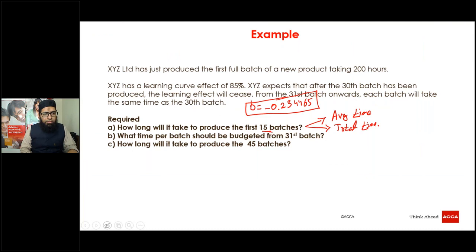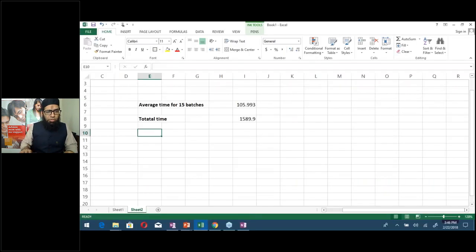Let's see the other requirement. This says, what time per batch should be budgeted from the 31st batch? It is important to note that in this example, the learning curve will cease at the 30th batch. So from the 31st batch, my time per unit will be the same as that of the 30th batch. So that means I actually have to calculate the time for the 30th batch.